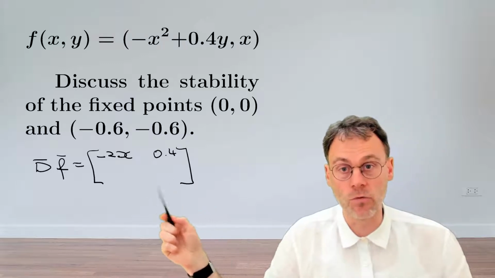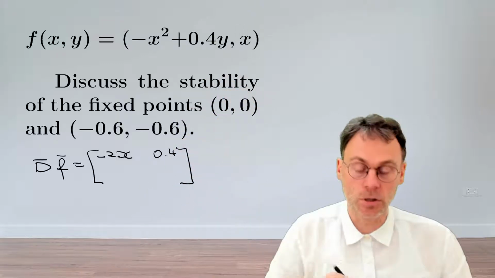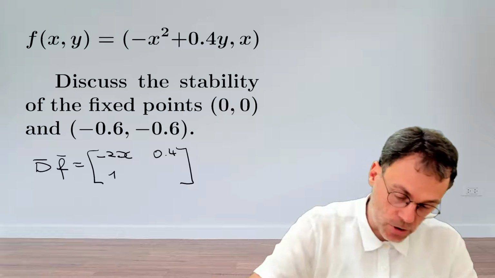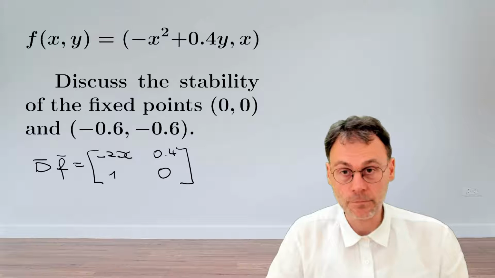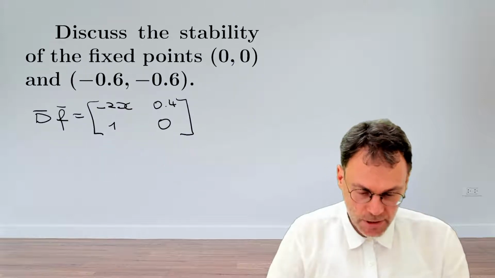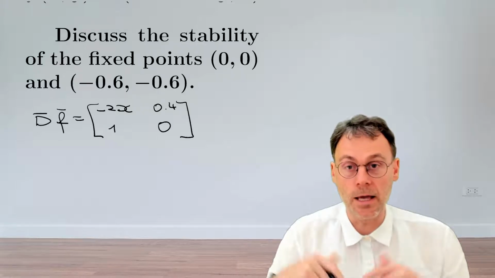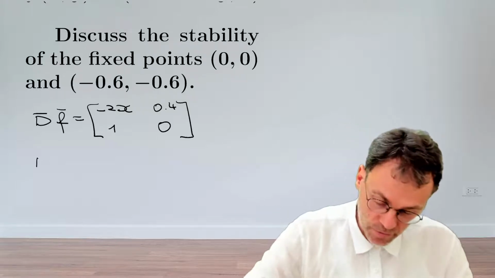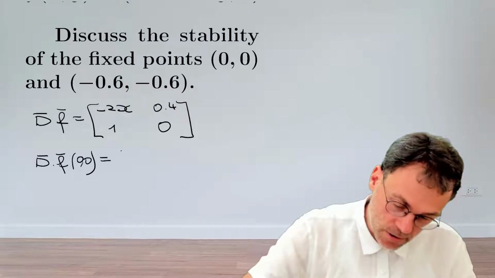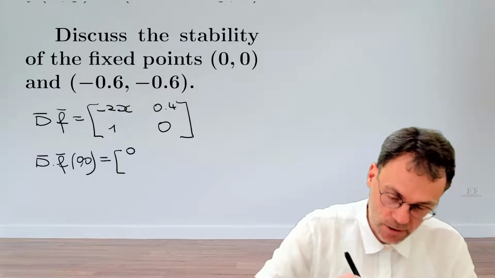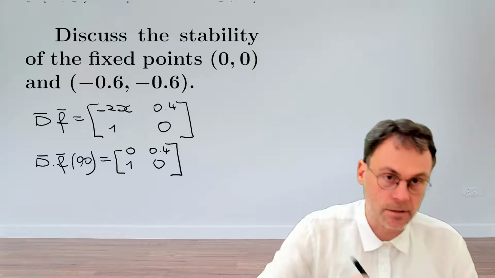For the second row in our matrix, we take a look at that function over here, which is just a boring x, and the partial derivatives reduce to 1 and 0. Okay, that's the first step. Next step is evaluating that Jacobian in the points of interest. So the first point of interest is, of course, the origin. If we plug in 0 everywhere, we get the matrix with rows (0, 0.4) and (1, 0).